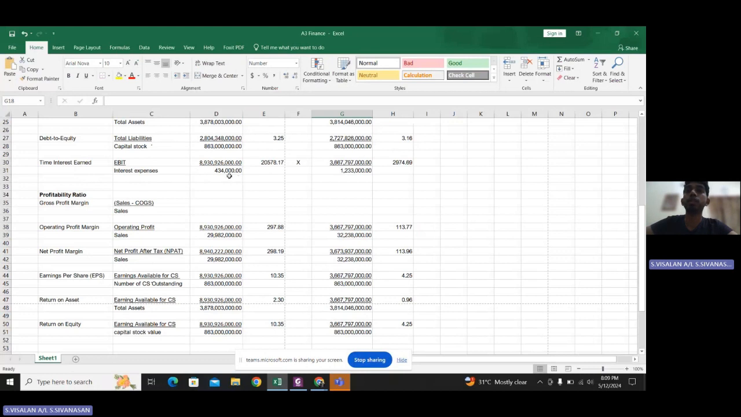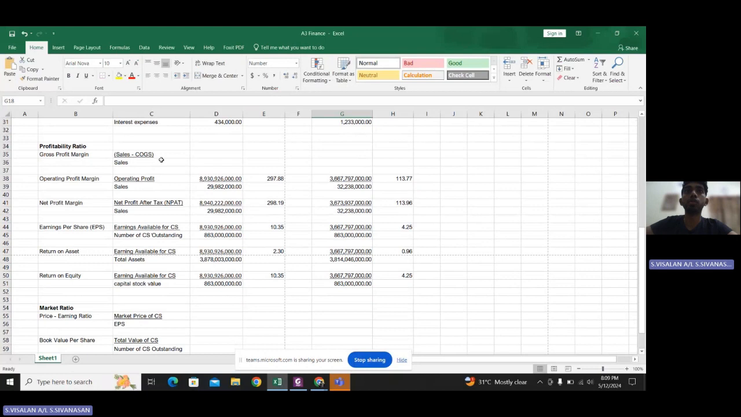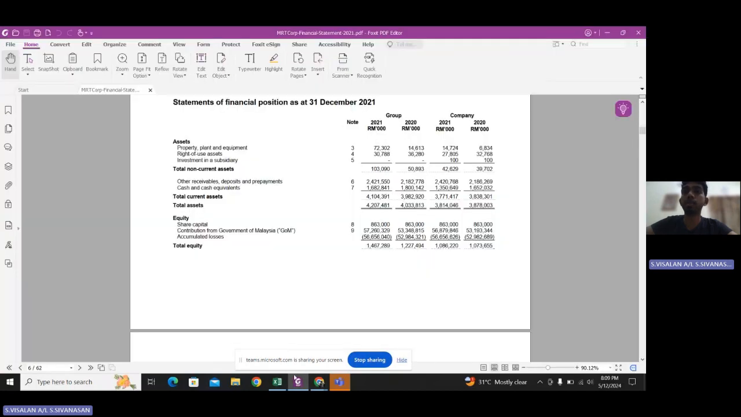And for times interest earned, EBIT over interest expenses: 8,930,926,000 divided by 434,000. So the answer will be 20,578.17. For year 2021, the answer will be 22,974.69. Now the profitability ratios. For gross profit margin, we need COGS, cost of goods sold, but we don't know how to identify the information in these MRT statements.